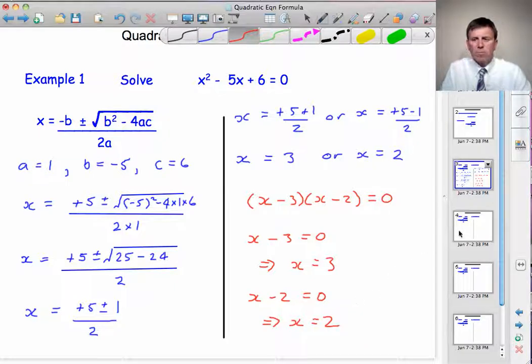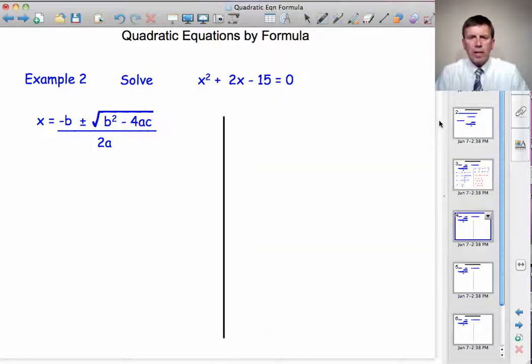Our second example is also one that could be done by factorising, and that will prove a useful check at the end. So let's begin again by writing down the values of a, b and c. a, the number of x squareds, is equal to 1. b, the number of x's, is equal to 2. And c, the constant on the end, is minus 15. So we have to watch the signs here.